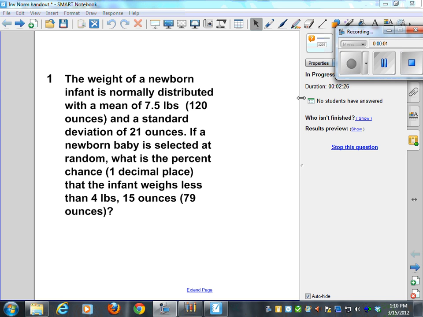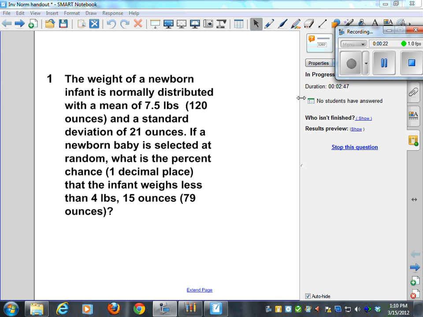This is just one last shade norm question just to see if we know what we're doing. The weight of a newborn infant is normally distributed with a mean of 7.5 pounds, which is 120 ounces, and a standard deviation of 21 ounces. If a newborn baby is selected at random, what is the percent chance, to one decimal place, that the infant weighs less than 4 pounds 15 ounces?